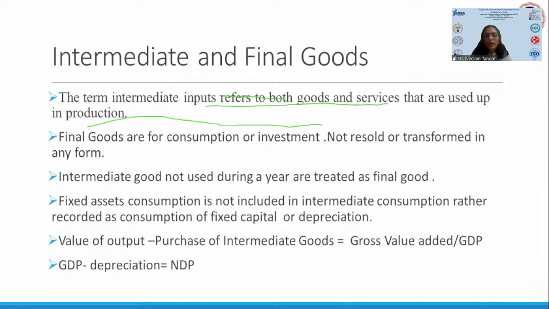So GDP, and what is net domestic product? You know, from gross to net. How do you go from gross to net? When you go from gross to net, you deduct depreciation. What is depreciation? Depreciation is consumption of fixed capital.